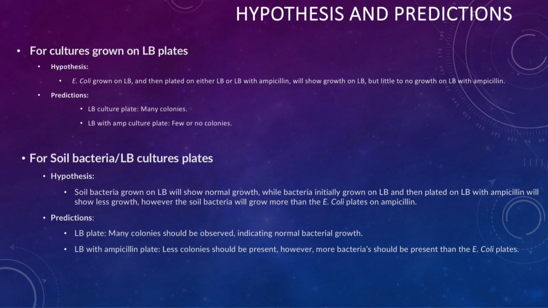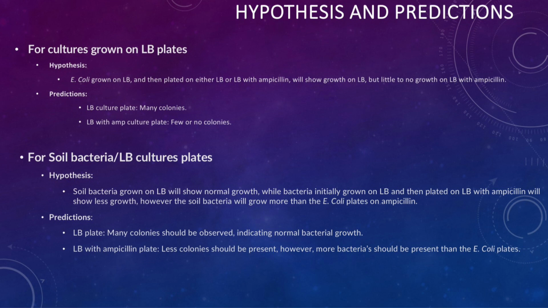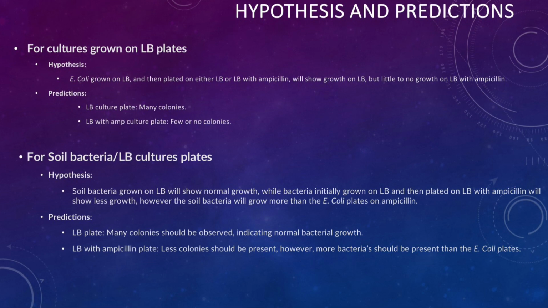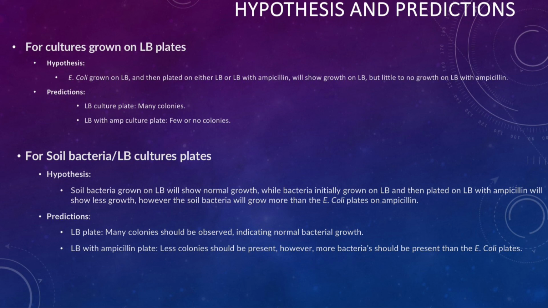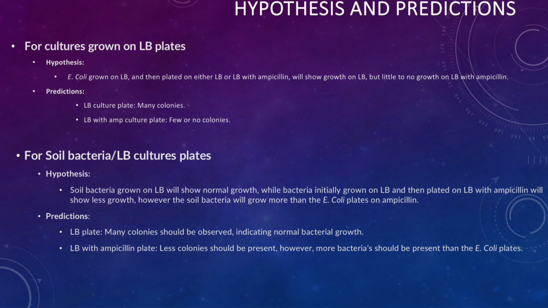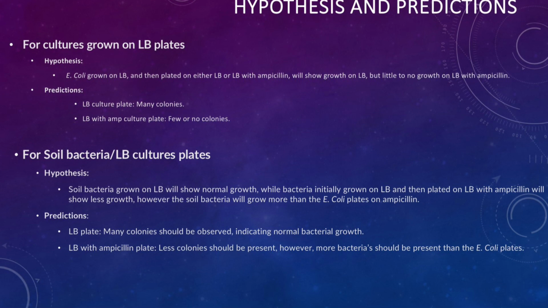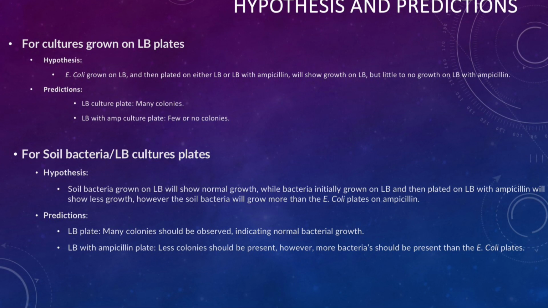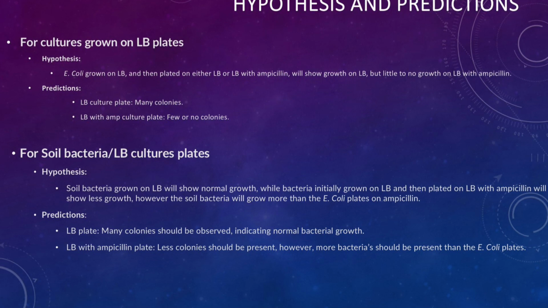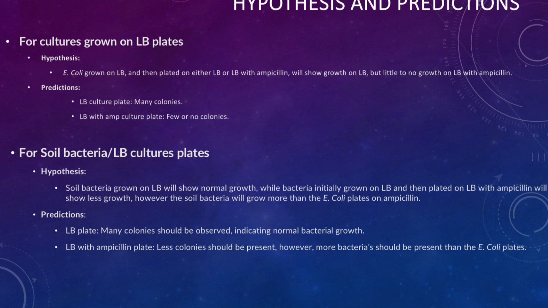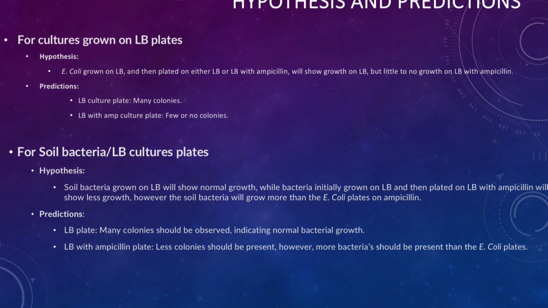For soil bacteria with LB culture plates, our hypothesis was that the soil bacteria grown on LB will show normal growth, while bacteria initially grown on LB and then plated on LB with ampicillin will show less growth. However, the soil bacteria will grow more than the E. coli plates on ampicillin. Our predictions were that the LB plates would have many colonies, indicating normal bacterial growth, but the LB plates with ampicillin would show fewer colonies. However, there shall be more bacteria present than in our E. coli samples.